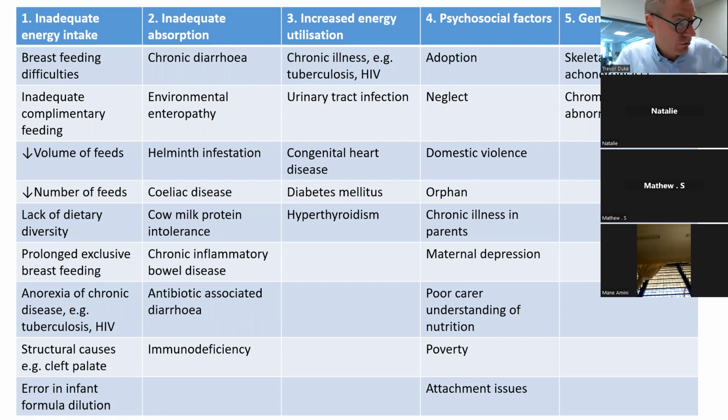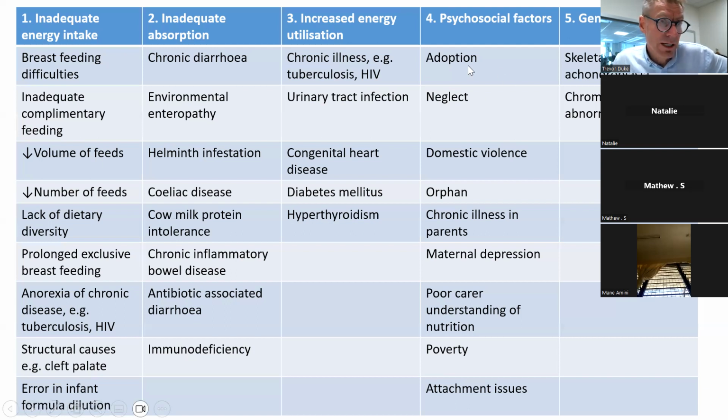I go through these because each child needs to be considered as to whether or not they might have one of these factors involved in their malnutrition, in their failing to thrive. Then there are some children, of course, that have increased energy utilization. So no matter how much you feed them, they will have higher energy requirements, such as if they've got a chronic illness like TB or HIV, or some children with congenital heart disease, they'll use up more energy. The other problems are relatively rare.